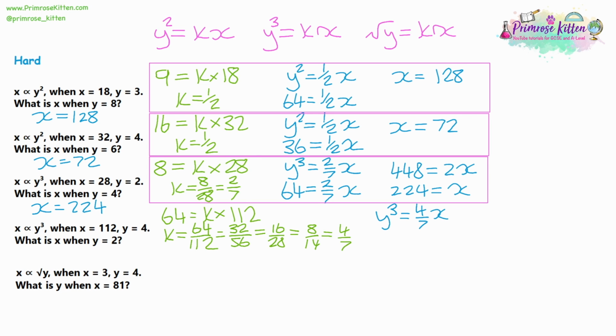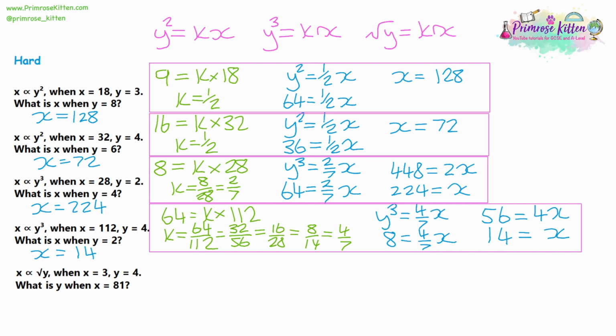So then we can look at our follow-up question. What is x when y equals 2? So let's substitute 2 in for y, and it'll be y cubed, which is 8. So we're saying 8 is equal to 4/7 of x. So we can multiply both sides by 7 to make x the subject. So that would give us 56 is 4x, and then we can divide the answer by 4 to get x on its own. So x is going to be 56 divided by 4, which is 14. x equals 14 when y is 2.